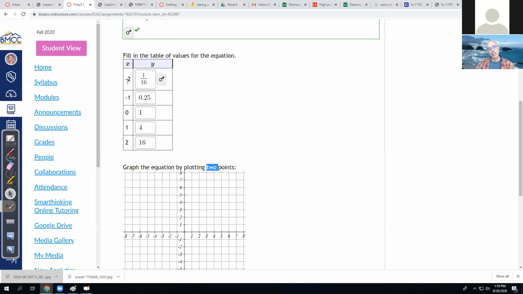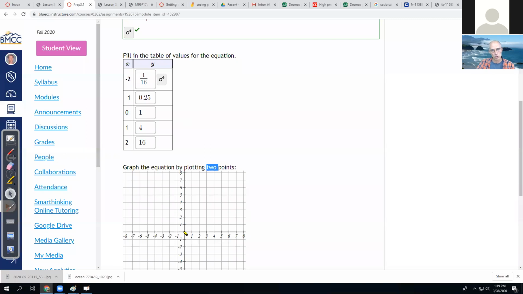Now, I don't think I can carefully graph the point -2, 1/16. So I think I'm going to pick something easier, like 0, 1, and 1, 4. Okay. So think about which points you want to pick. Can I plot 2, 16 here? Answer is no, because 16 is off the grid. So I'm going to go for plotting 0, 1.